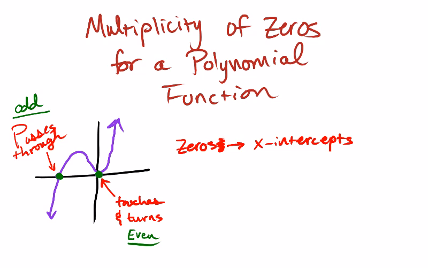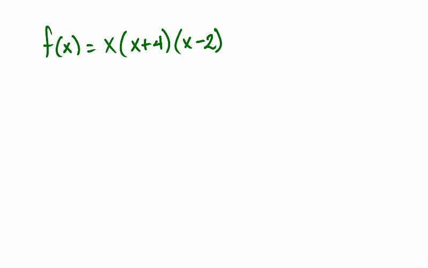Let's take a look at a function such as this. I already have it factored because there are other videos on how to factor. So let's say that you have f of x equals x times x plus 4 times x minus 2 squared. So let's say we wanted to make a quick sketch of this graph. Well, I'm going to be able to do that based off of a couple of things.